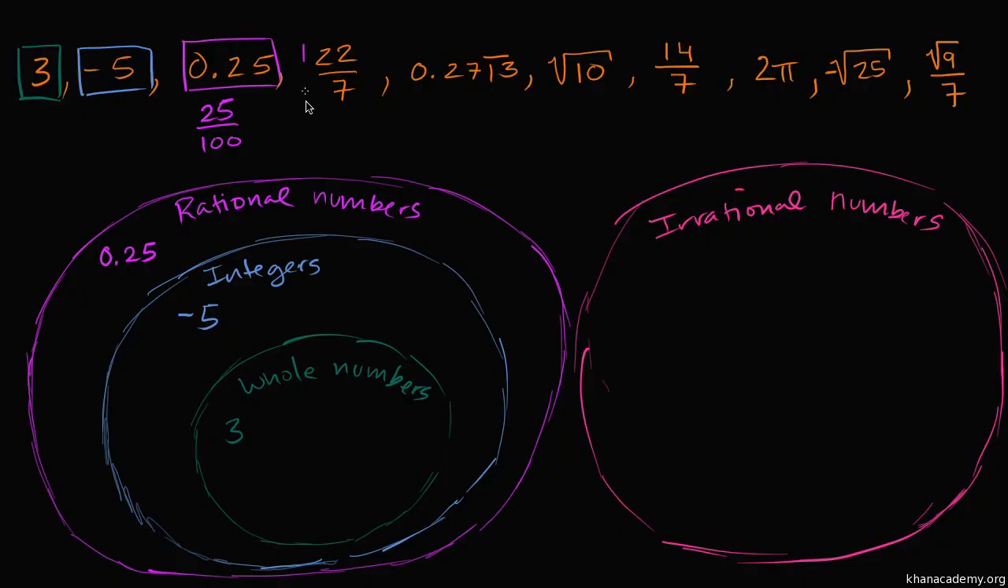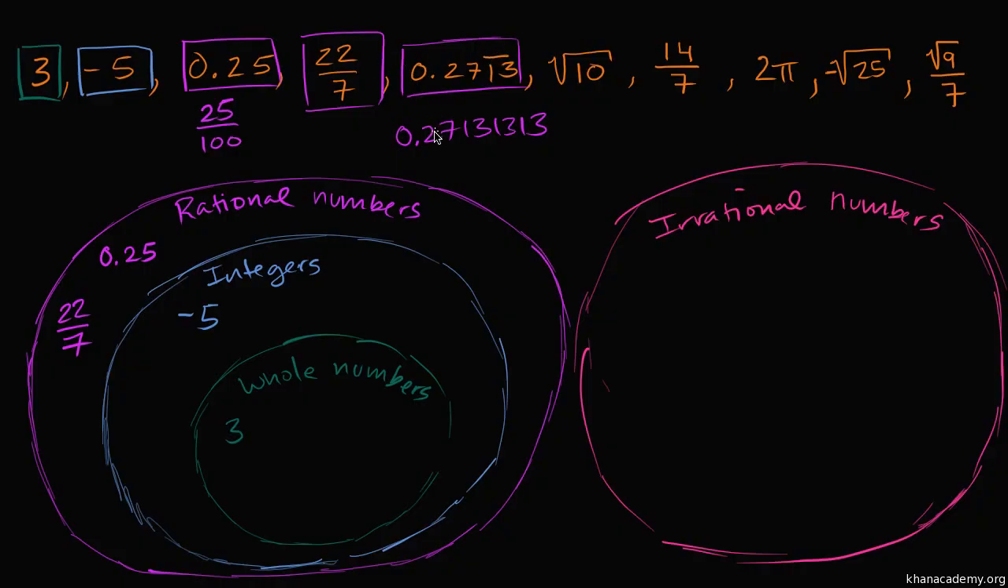Now, what about 22 over 7? Well, here it's clearly represented already as a fraction of two integers, and I don't think I can represent this any other way except as a fraction of two integers. I can't somehow make this without using a fraction or some type of decimal that might repeat. So this right over here would also be a rational number, but it's not an integer, not a whole number. Now this over here, 0.2713, and then the 13 repeats. This is the same thing, 0.27131313. That's what that line up there represents.